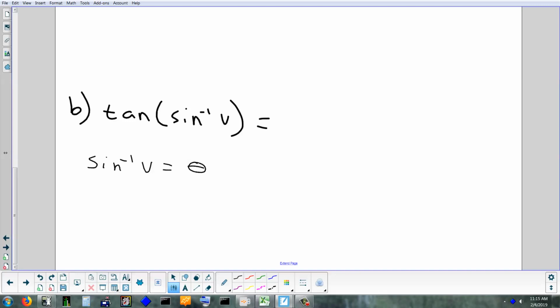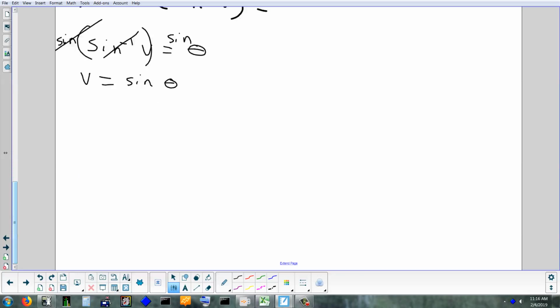Now, what was the second step? Cancel out the inverse sine. Yes, I want to get rid of the inverse sine because I'm getting ready to draw a picture. And how do I cancel out the inverse trig here? What function do I take on each side? Okay, take the sine. Take the sine of what's on the left. Take the sine of what's on the right. Now you have v equals sine theta. So now we can get ready to draw the diagram.